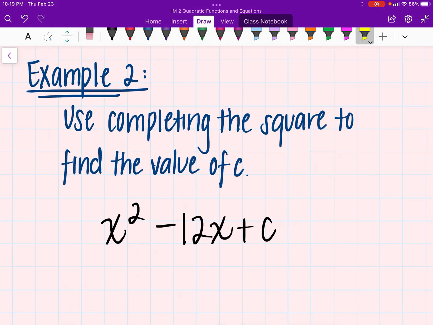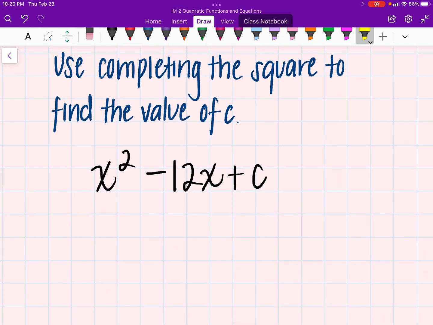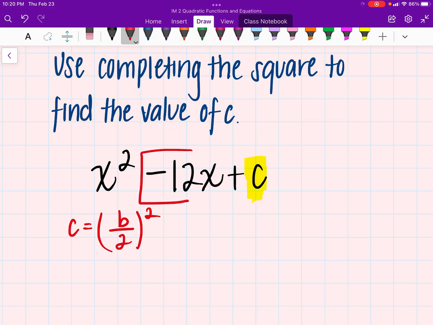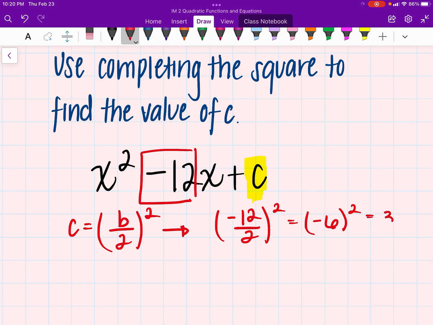In example number 2, we're using completing the square to find the value of C. Once again, we're looking for a C value. C equals, once again, b over 2, all of it squared. Our b value is the x coefficient, so that's negative 12 over 2, all of it squared. Negative 12 over 2 is negative 6, and negative 6 squared is a positive 36.